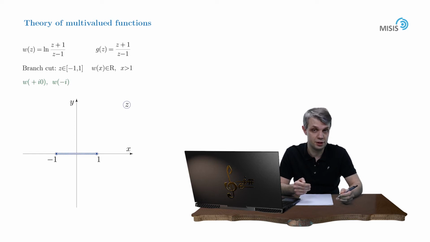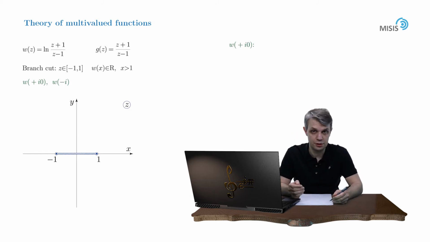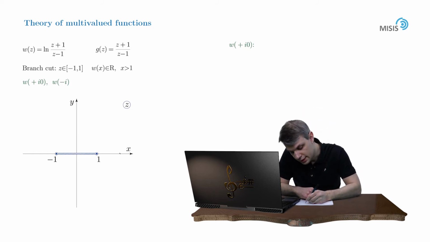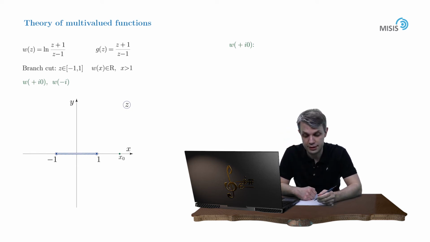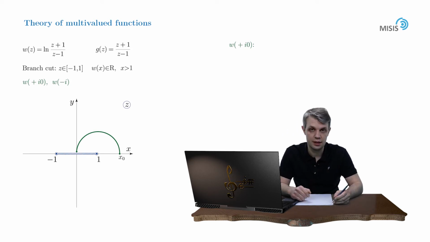And now let's find the value of our function at point plus i0. As usual, we choose some reference point on the real semi-axis, x0 greater than 1. And we know that at this point the logarithm is well defined and real. Now let's connect our reference point with our destination point plus i0 with some contour. And now we trace the change of the argument of our g function as we move from the reference point to the destination point. As we see, our g of z function consists of two simple complex numbers, z plus 1 and z minus 1, which can be easily interpreted as arrows in the complex plane.